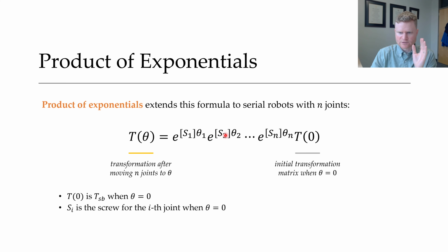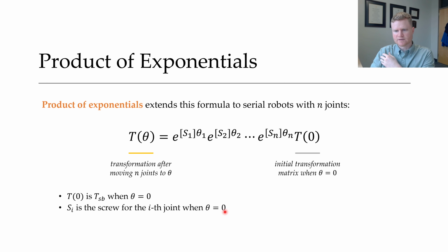I also want to touch on these different screws right here. I've got S1, S2, all the way out through Sn. Now, we know a little bit about what these screws are from our previous lectures, but I want to make sure that you know how to define them. So we're going to define these screws when we're finding our forward kinematics. We define the screws when theta is equal to 0.